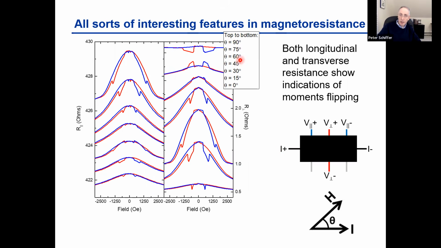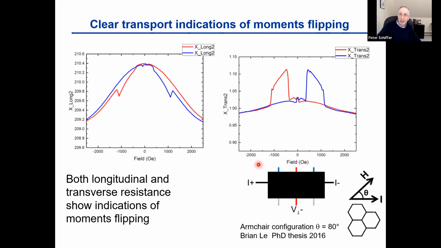And these angles here are different angles of the field relative to the current direction, in-plane field. And this has to be associated with the moments flipping. And these are just some sample data here. And you can see that as you sweep the field up, you get all these interesting features, and you sweep it back down again, and the features are very clean, very reproducible.